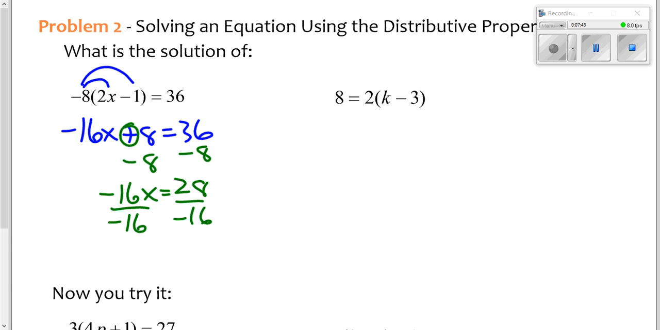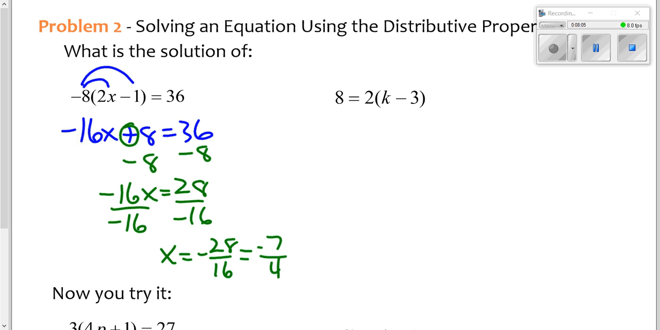Okay. Once again, once in a while you get fractions. Just part of what you got to do. So negative 28 over 16. I just got to see, can I reduce it? 4 can go into both the top and the bottom, so I get negative 7 over 4.